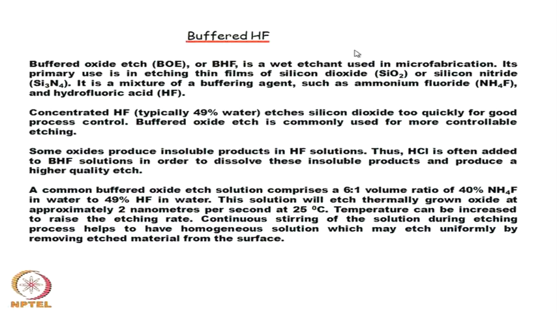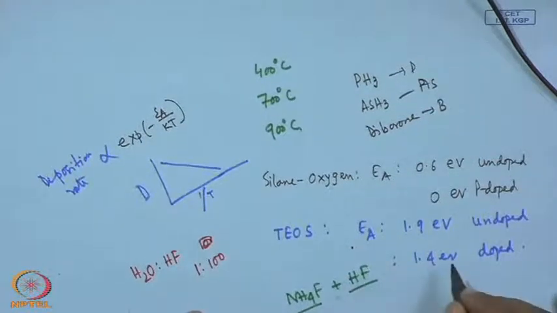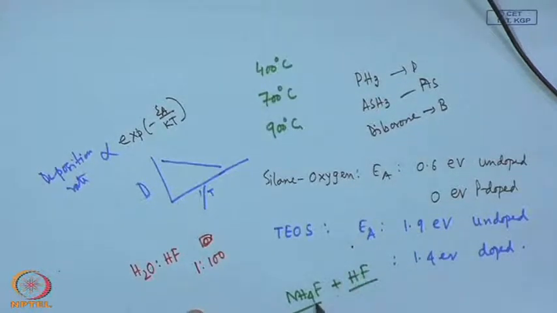So, when we talk about the buffered solution, it is nothing but a solution made of ammonium fluoride plus hydrofluoric acid. So, the composition must be controlled or monitored in such a way that a particular percentage of ammonium fluoride is mixed with the HF solution to obtain the buffered solution.